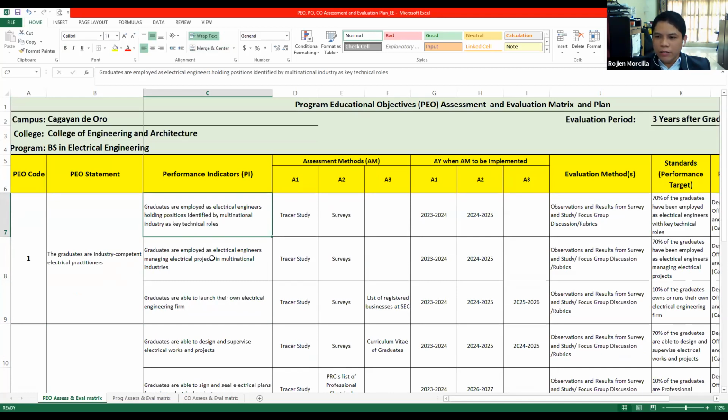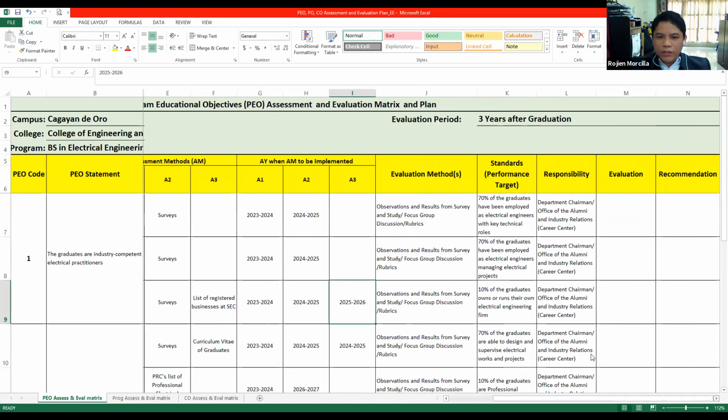So I look at my graduates, managing electrical projects, even launching their own electrical engineering firm. Then I check the assessment methods. This is just an example: assessment 1, 2, 3, with at least 2 or 3. A tracer study can be an assessment method, and a survey. There is also the list of registered businesses at SEC. These are the data I need. Then the academic year when the assessment methods are to be implemented, or where I can get the data. For example, 3 to 5 years after graduation: I have graduates in 2021, so maybe around 2023 to 2024 I can get data. That is the year placed here.